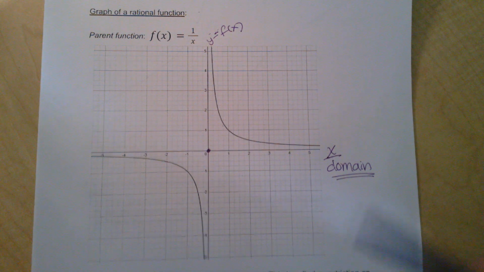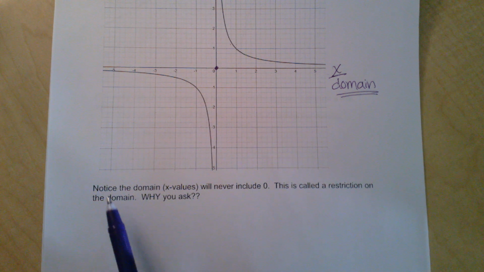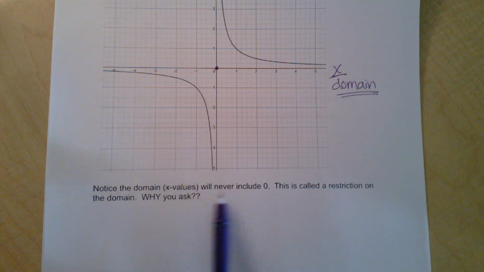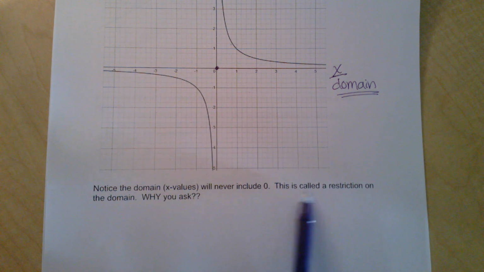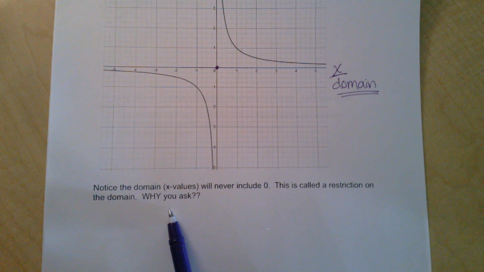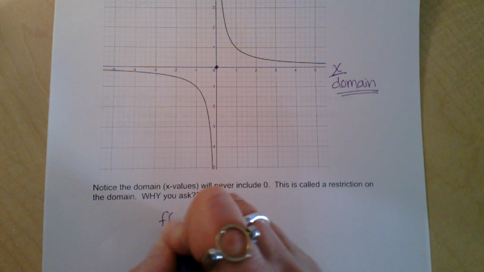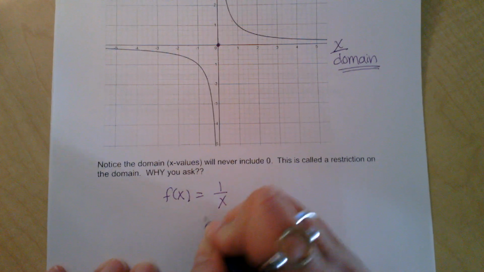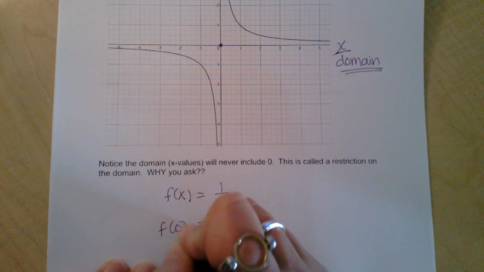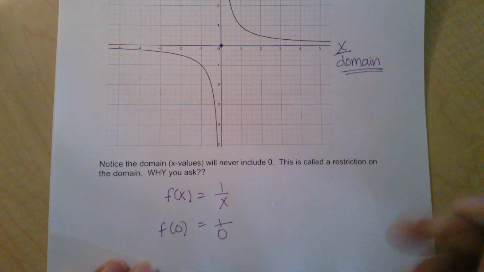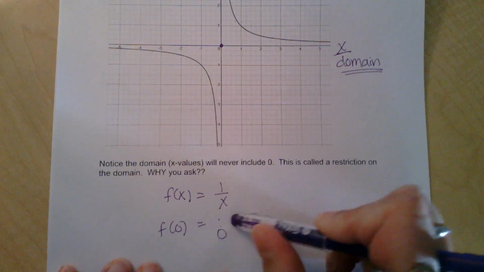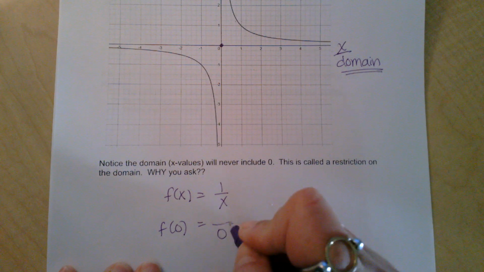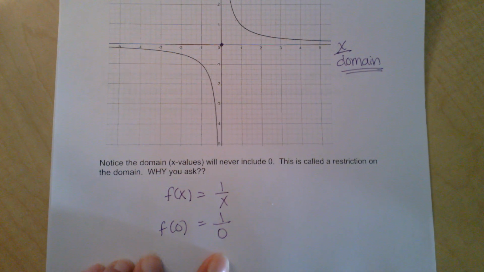Now, why 0? Let's look down here. Notice the domain x values will never include 0. This is called a restriction on the domain. Why? Because if we have f of x equals 1 over x, and let's say we substitute in 0 for x, guess what happens? 1 is in the denominator.